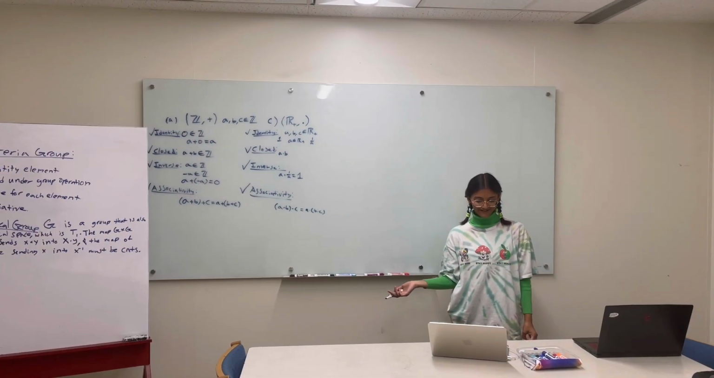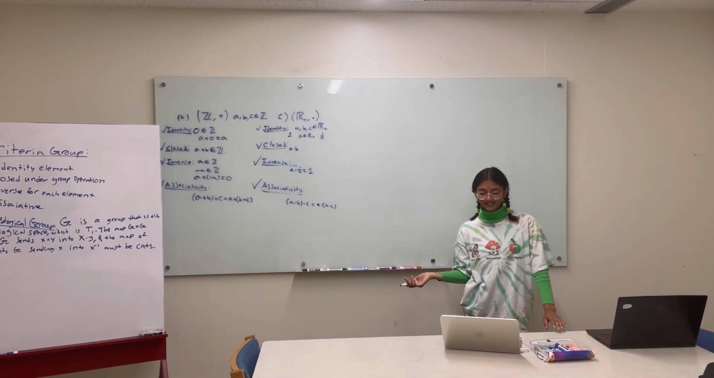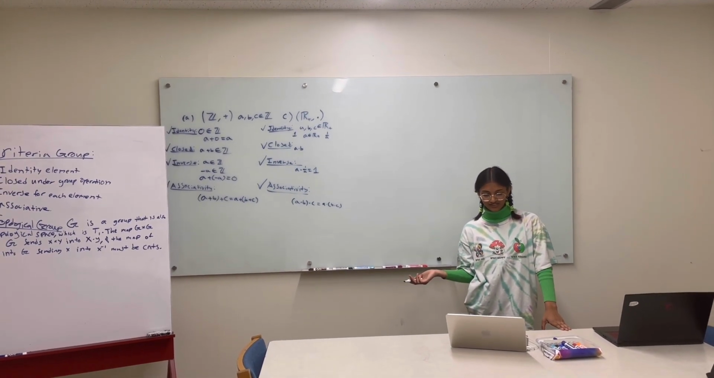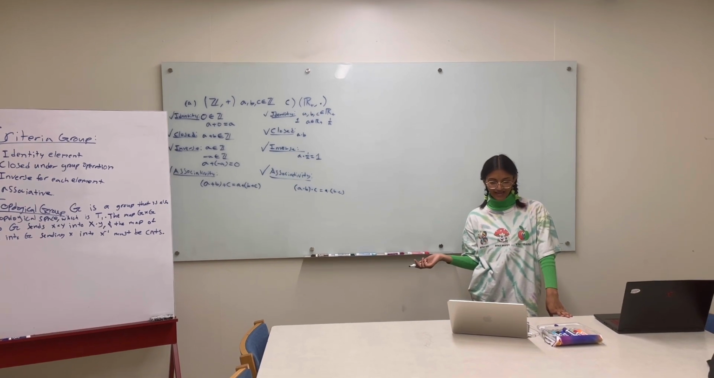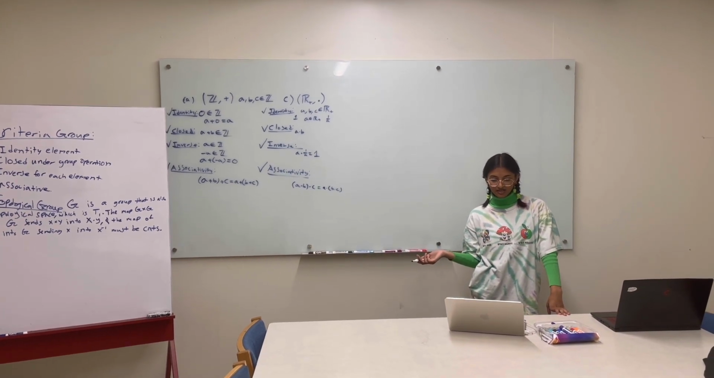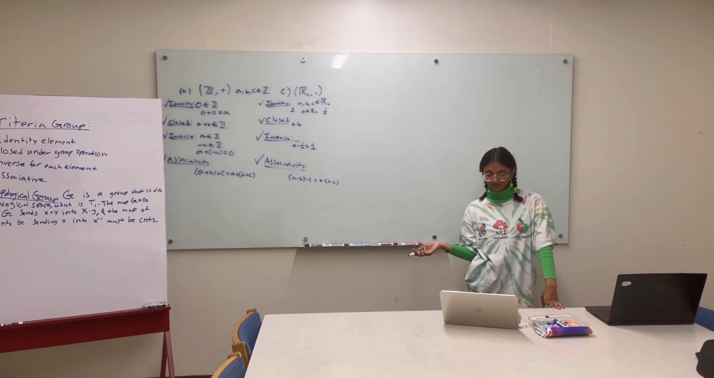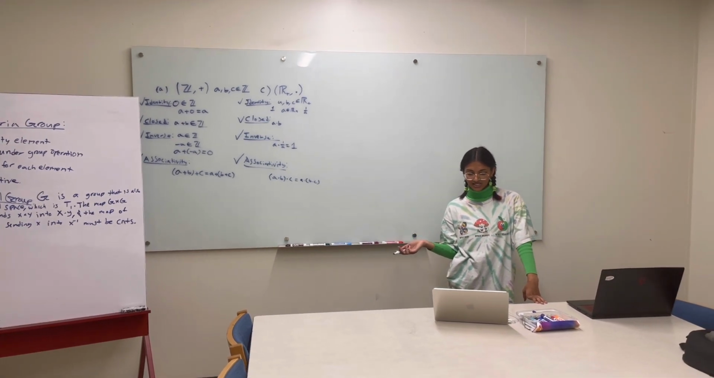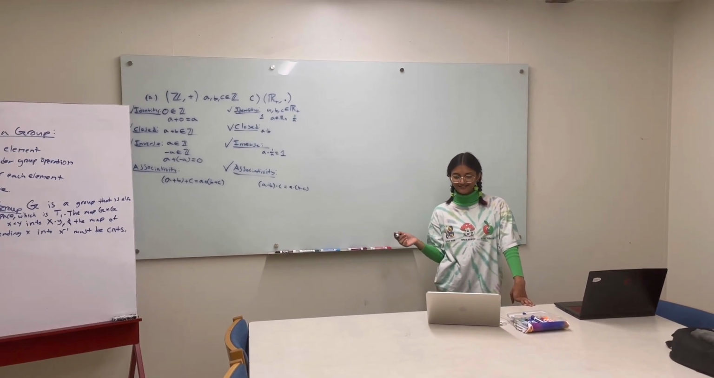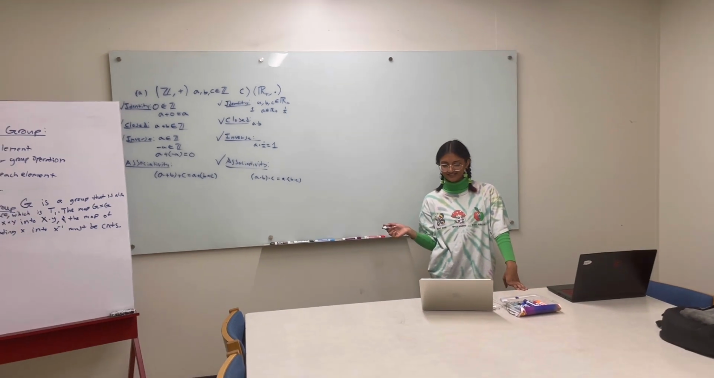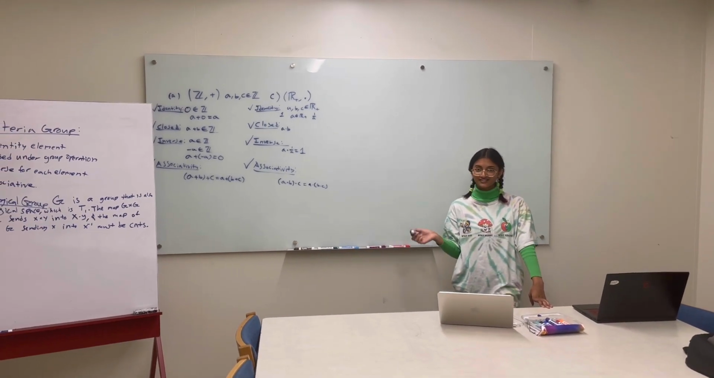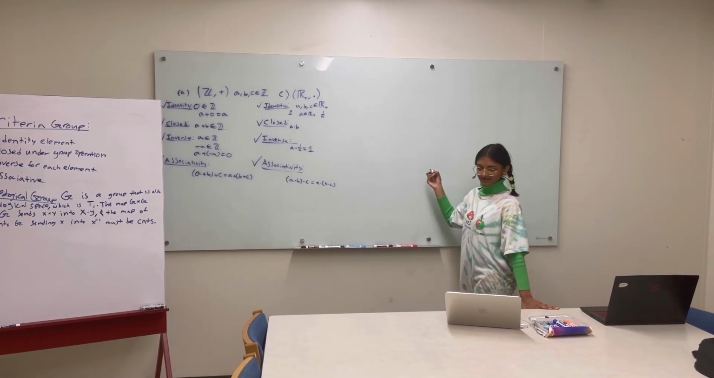Number one says, let H denote a group that's also a topological space satisfying the T1 axiom. Show that H is a topological group if and only if the map of H cross H into H sending X cross Y into X times Y inverse is continuous.